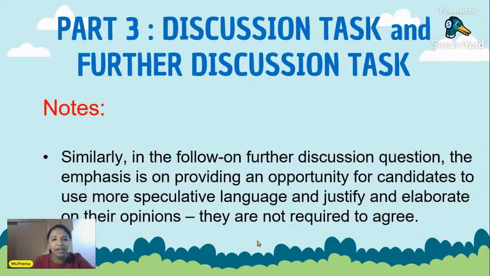Okay. Next, similarly, in the follow on further discussion question, which will be the third question. Remember, I said there is a further discussion task. The emphasis is on providing an opportunity for candidates to use more speculative language and justify and elaborate on their opinions. They are not required to agree. It's not, oh, this is the right one. You must agree or must disagree. You don't have to do that. Just tell your reason for the task given, the question given.